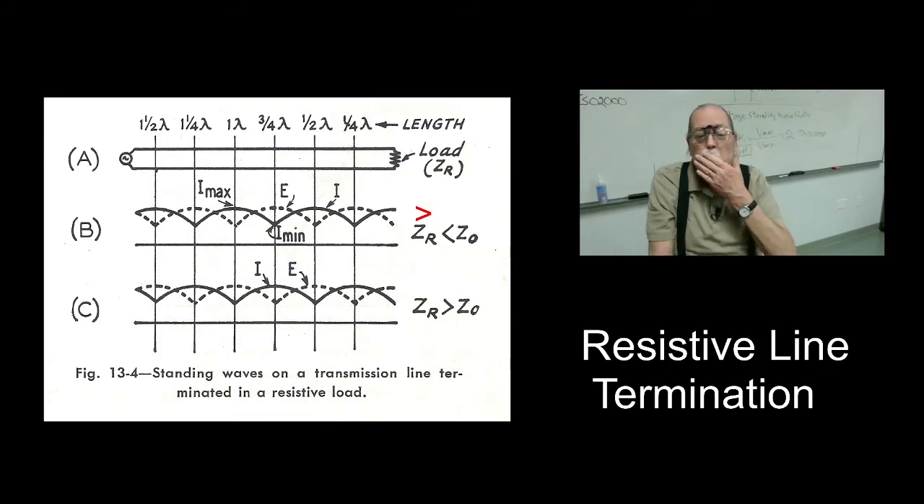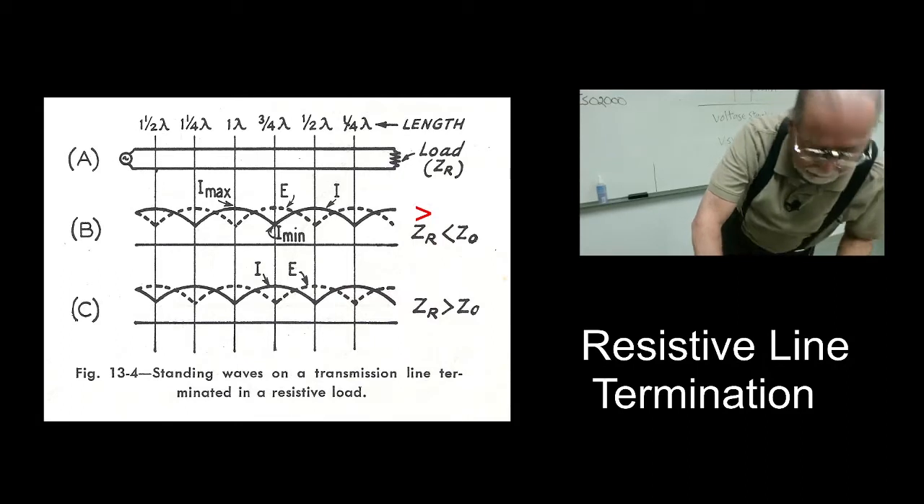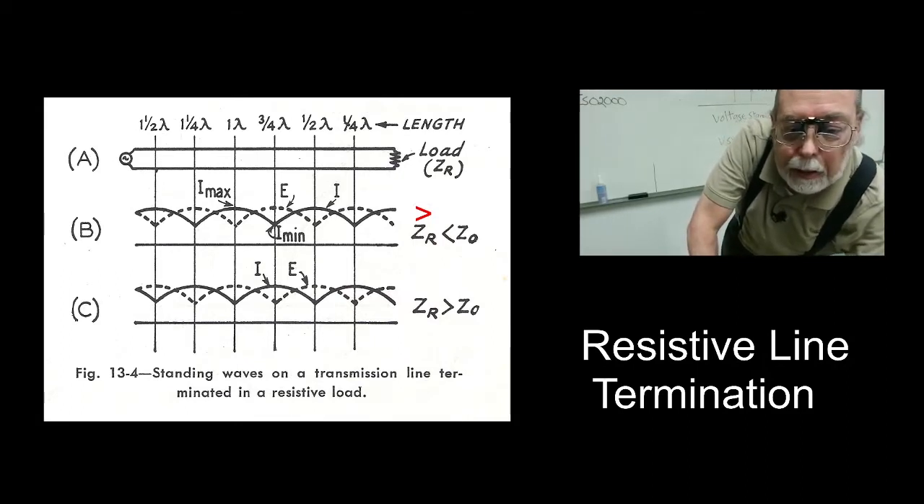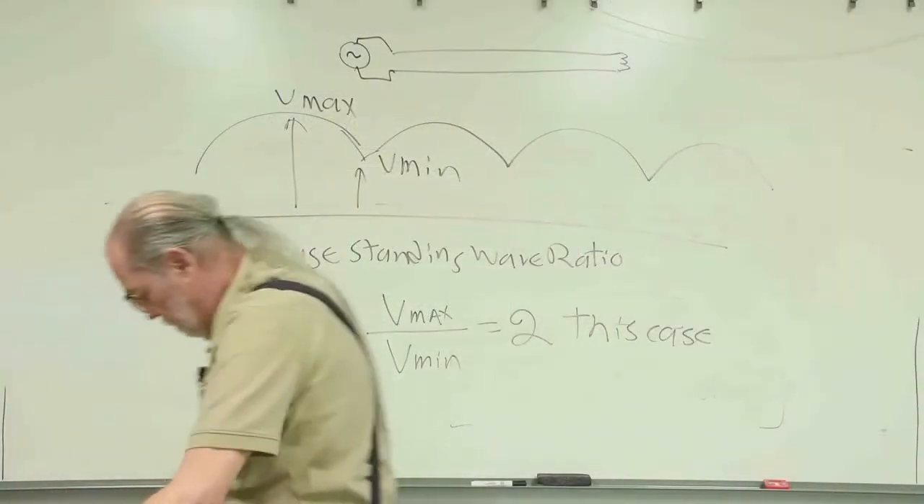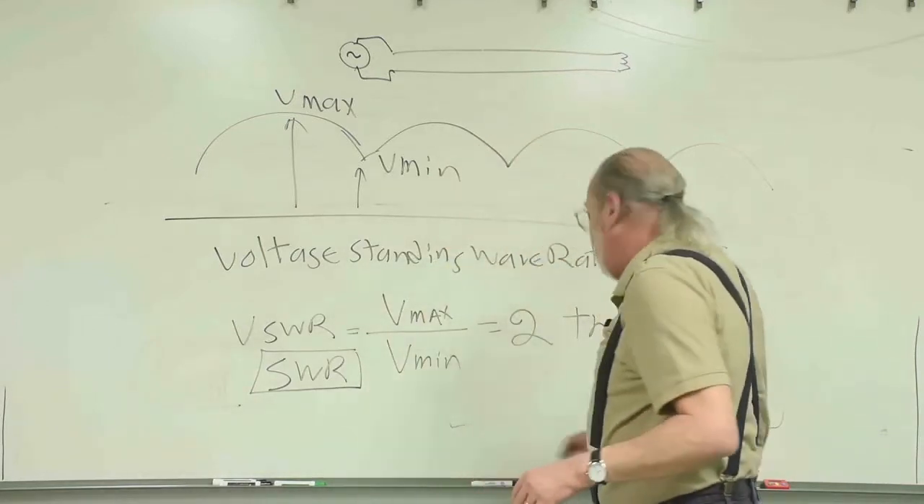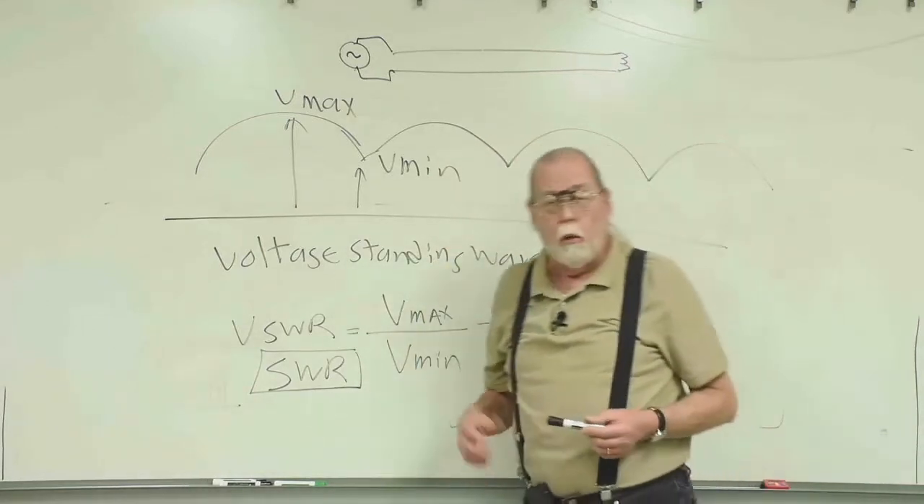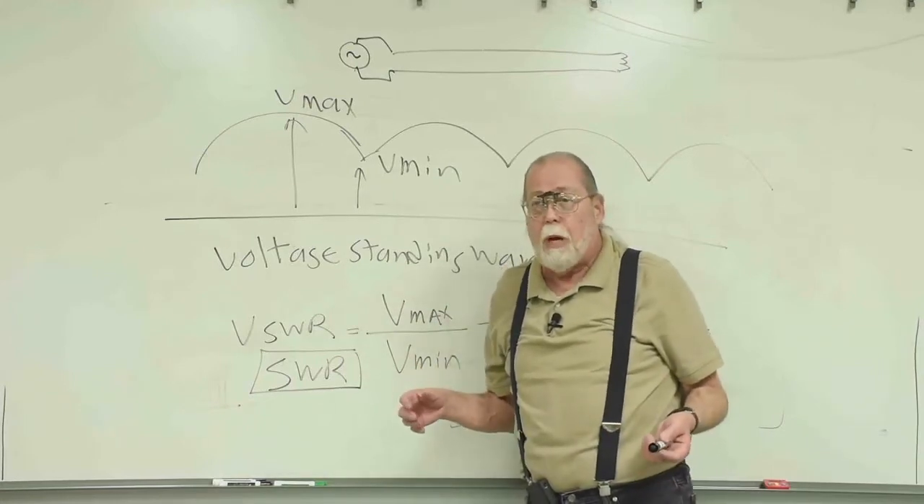Now, I got to talk about, go back to the board. I talked about old wives' tales. And one of the old wives' tales is the SWR has to be 1-to-1 or it won't work. Rubbish. The SWR in my system is probably 9-to-1.